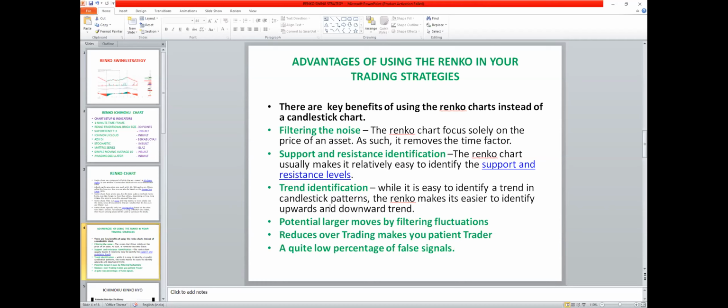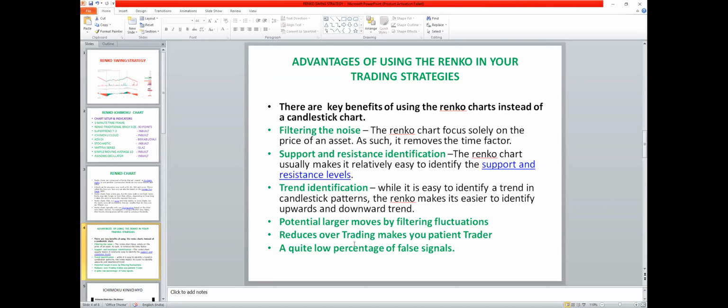Potential large moves by filtering fluctuation. If you are using the Renko chart and trading along with that, we can potentially get bigger trades because we are filtering all the noises, and the main trend we will be catching.